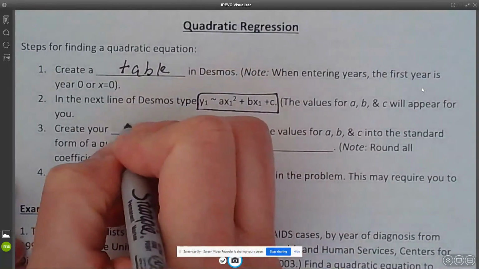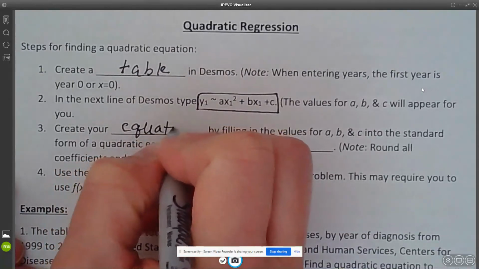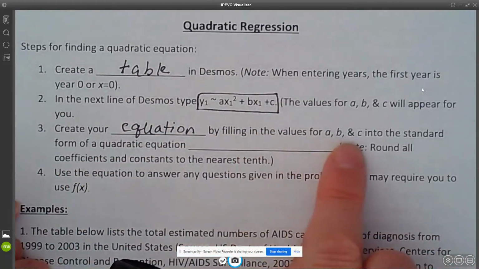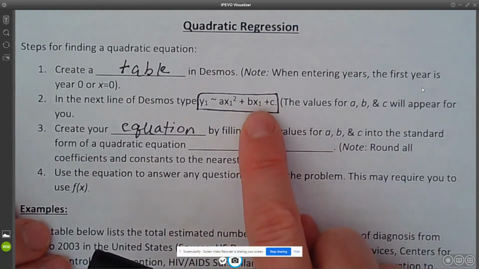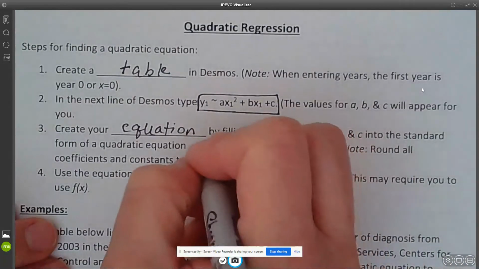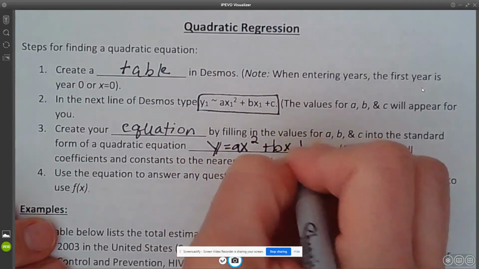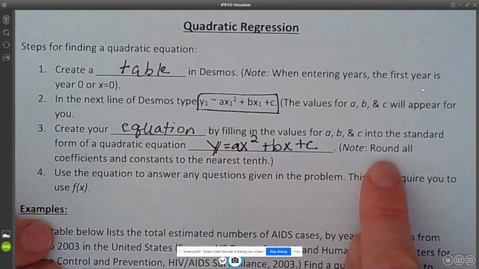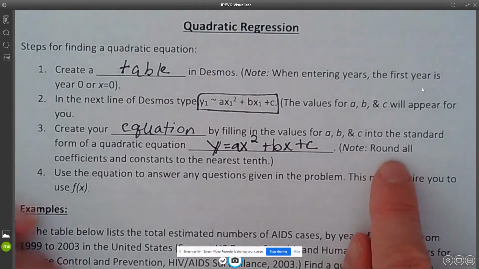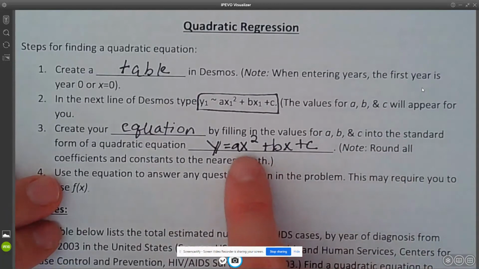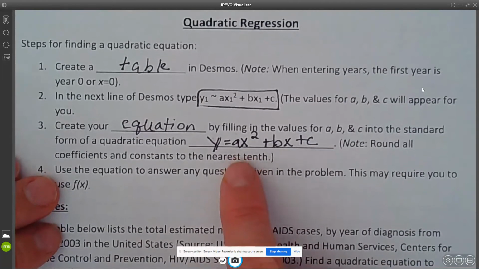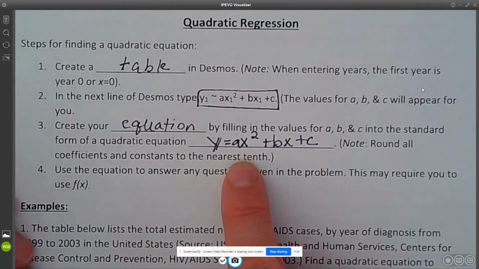The next step is to create your equation by filling in the values for A, B, and C that you get when you do this up here into the standard form of your quadratic equation, which is y equals ax squared plus bx plus c. Most of the time, it will tell you what to round to. We'll probably round to the nearest tenth most of the time. Delta Math may tell you to round to the nearest hundredth as well. So you just have to pay attention to your rounding rule. For us, we'll round to the nearest tenth.